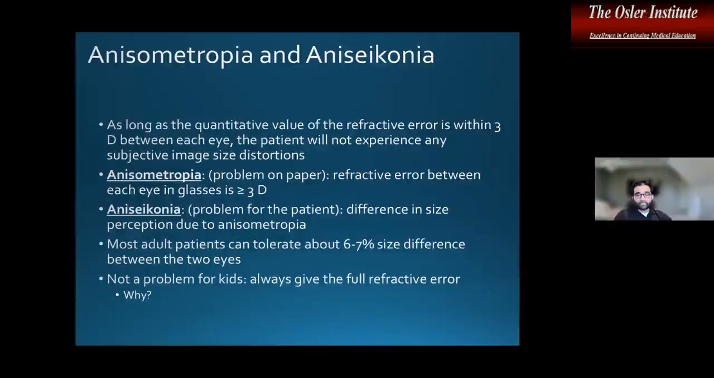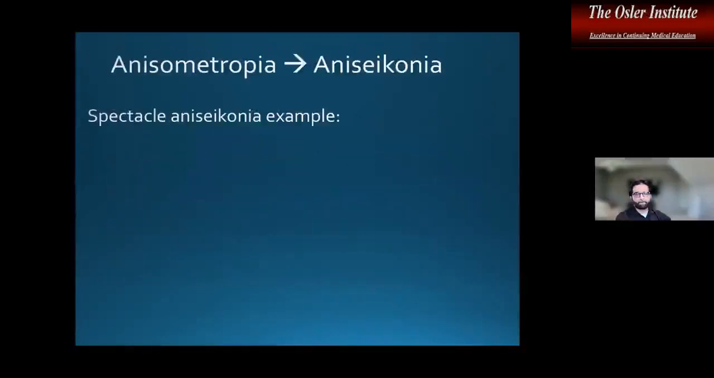Again, not a problem for kids. Always give the full refractive error because, first of all, kids can adjust more than adults, and we don't want, in order to combat anisometropia and aniseikonia, to not give them the full cycloplegic refractive error, because amblyopia is the bigger enemy than anisometropia and aniseikonia. So remember, we don't want to cause amblyopia. We will live with anisometropia and aniseikonia. We don't want to have to deal with amblyopia.